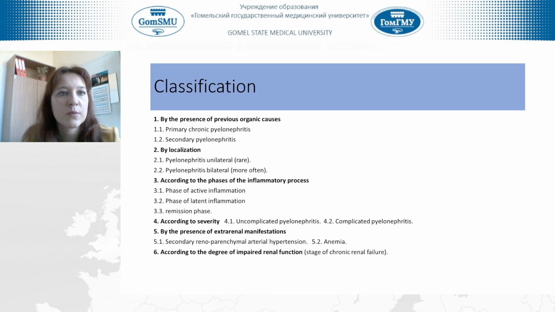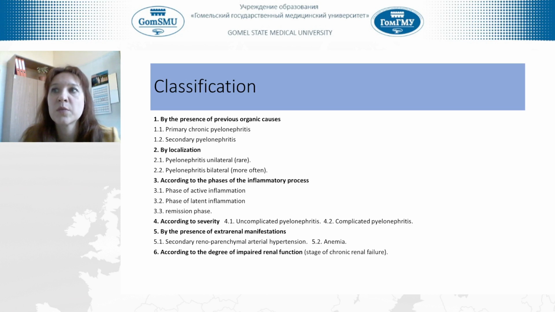For classification, first, by the presence of previous organic causes: primary chronic pyelonephritis and secondary. In primary, there are no organic reasons for the violation of urodynamics. The inflammation process develops in healthy kidneys and as a rule is bacterial. Secondary pyelonephritis develops against the background of a previous lesion of the urinary tract. Finding out the organic causes is very important for treatment. If there is an obstruction, you must first restore the flow of urine, so surgical treatment.